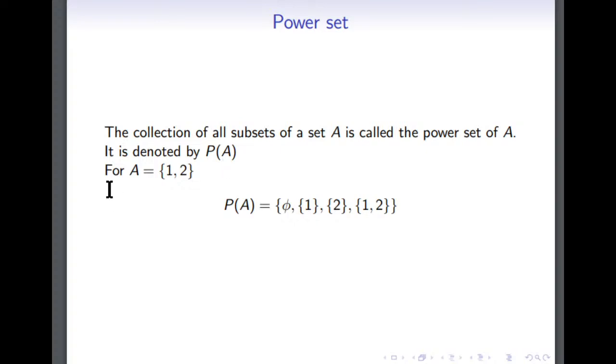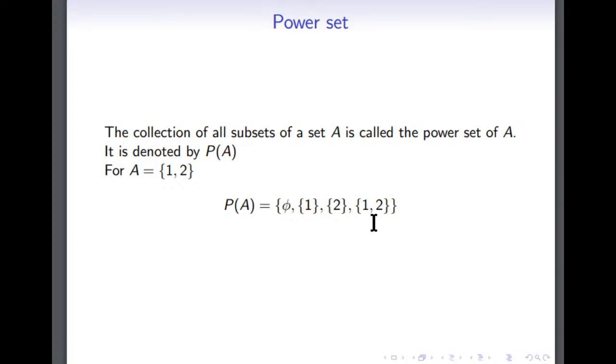Now let's take an example. For A equals {1, 2}, I have a set with elements 1 and 2. What will be its power set? Or I will say, what can be its subsets? First of all, there can be an empty subset, a subset which contains no element. Then I can have a subset {1} which contains only 1. Then I can have a subset {2} which contains only 2. And then I can have a subset {1, 2} which contains all the elements of set A.